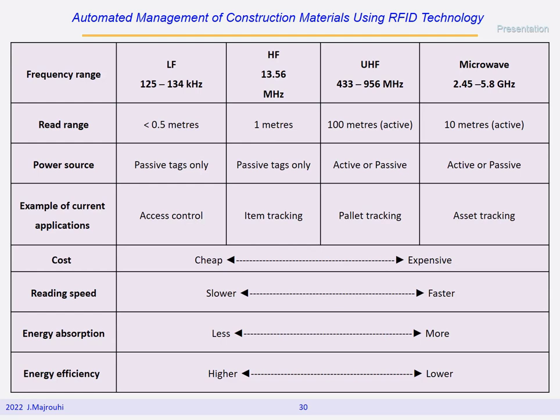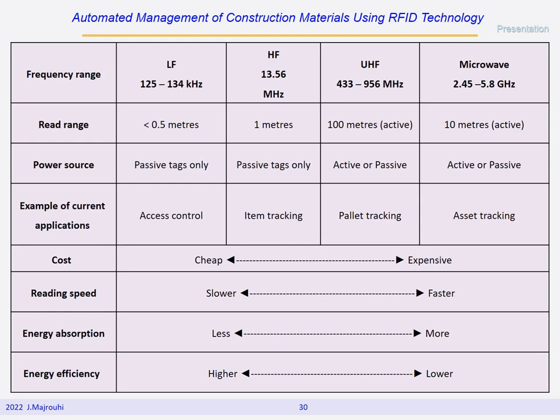There is a review about different types of tags. As illustrated, ultra-high frequencies has the longest read range among all other types. Low frequency and high frequencies should use passive tags only, but for ultra-high frequency and microwaves, active or passive tags both are applicable.